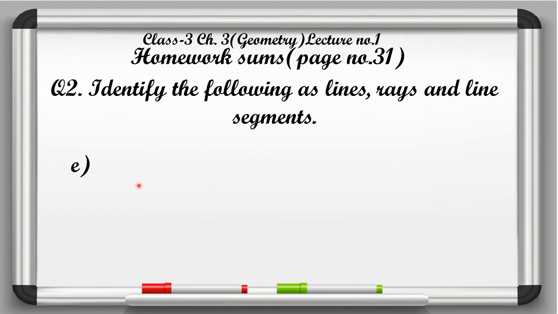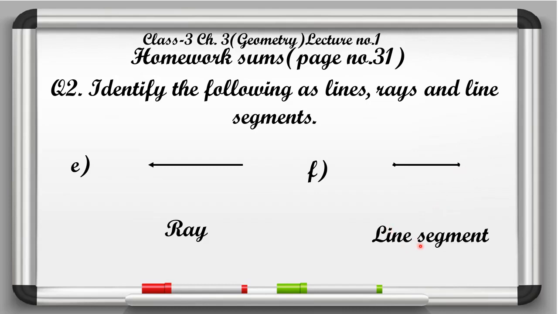Now in E part, this figure is given and in this line you can see there is an arrow on one side and one side is fixed. So this is a ray. So here we will write R-A-Y, ray. Now in F part, it is given and you can see two dots are given. It means this line has a fixed length. Okay, so this is a line segment. So here we will write L-I-N-E line, S-E-G-M-E-N-T segment, line segment. Understood, beta?